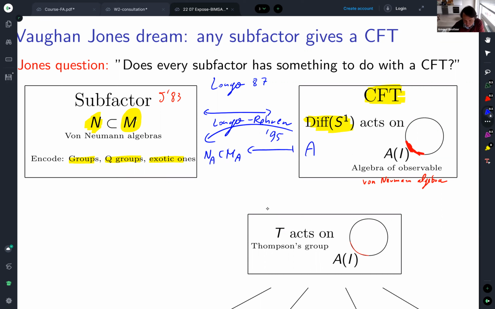But then Jones asks this fundamental question: does every subfactor have something to do with conformal field theory? So the question is, can you come back? It's kind of fundamental because it means that any subfactor has to deal with physics in a very deep way. And moreover, the exotic object on the left will have exotic CFT on the right. So very interesting to study them.